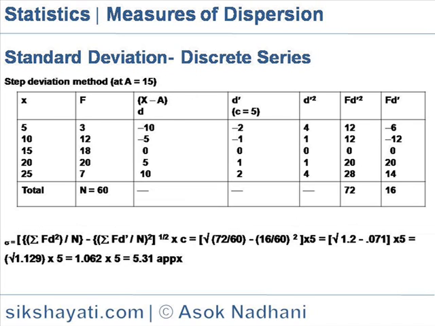Next we compute the value with the step deviation method. In this also we assume a value of a equal to 15, that is the assumed value. So we create the table in the same manner as above. Here x, the first column, second column, third column remain the same.